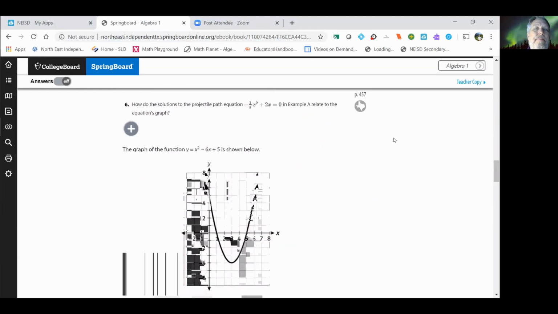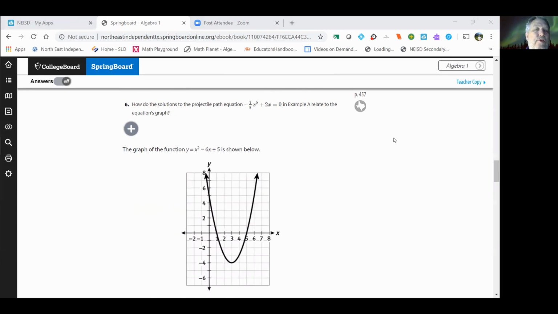Item 6. How do the solutions to the projectile path equation -1/8 x squared plus 2x equals 0 in example A relate to the graph? Remember, the solutions are the x-intercepts. In other words, the x value where y is equal to 0.